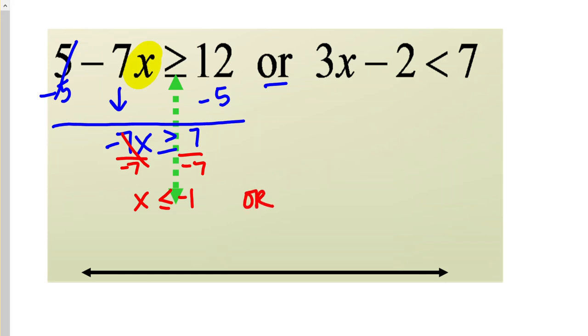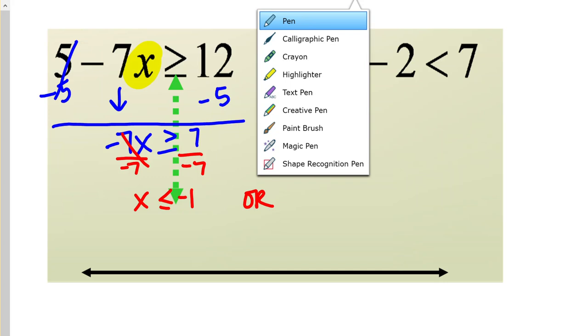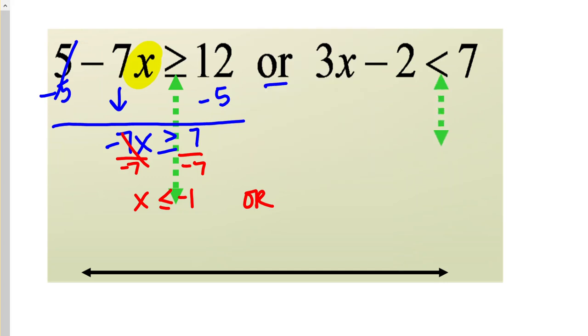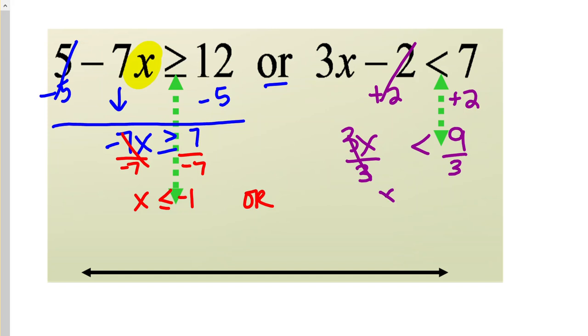Okay, I'm going to bring down the word OR, and then again, just solve this second inequality like I would if I was doing it on its own. So in order to solve for x, I need to add 2 to both sides. I'm going to bring down my 3x, bring down my inequality sign, and for my last step, I divide both sides by 3. Okay, so that means that my full answer here, and I can write it underneath, is x is less than or equal to negative 1, or x is less than 3.